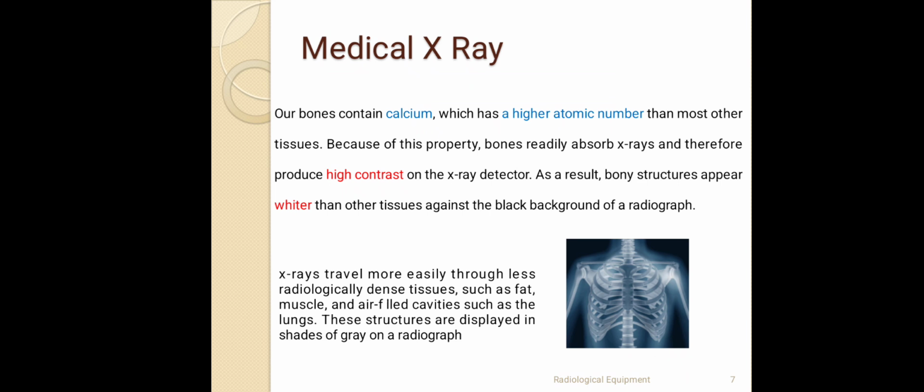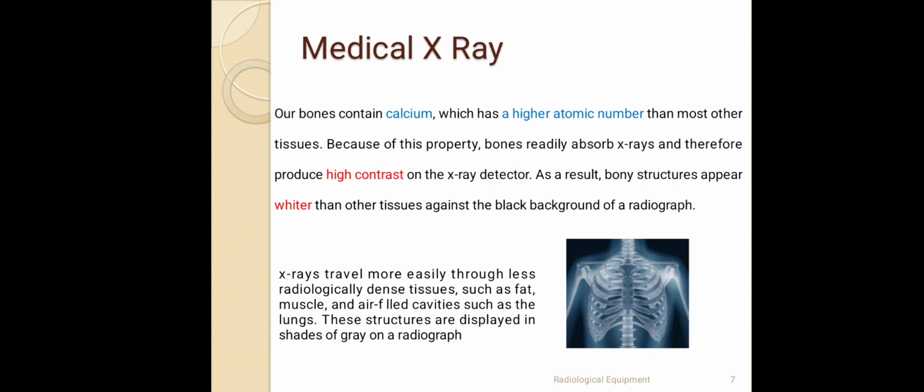How are images formed by X-rays? Usually different tissues have different absorption properties. For example, our bones contain calcium, which has a higher atomic number than other tissues. Because of this property, bones readily absorb X-rays, and therefore produce high contrast on the X-ray detector. As a result, the bony structure appears whiter than other tissues against the black background of the radiograph.